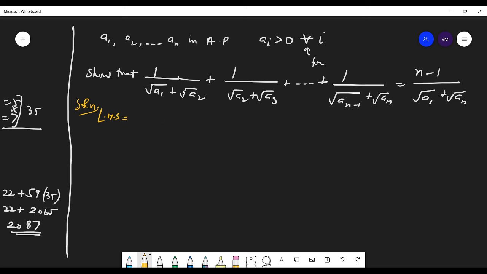See, whenever, student, there is AP, you have to use common term. Otherwise, there is no sense of AP. If you are not using common term, this is the only thing given to you that they are in AP. So what is given to you? It means D is equals to A2 minus A1, D is equals to A3 minus A2, right? And so on.